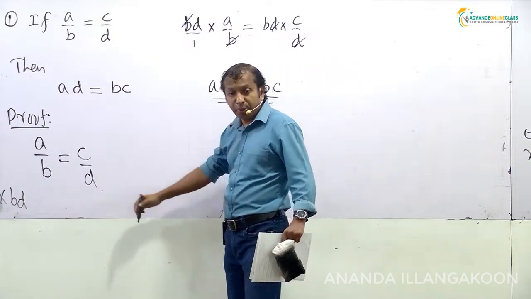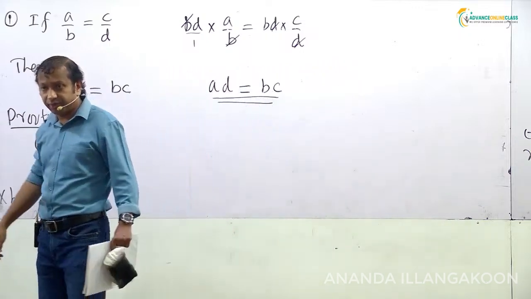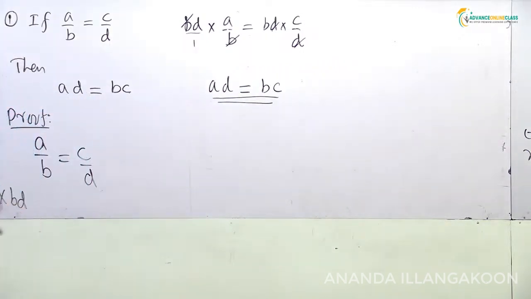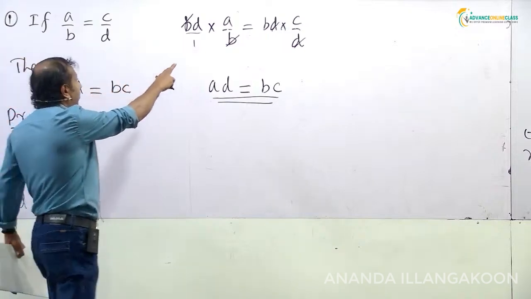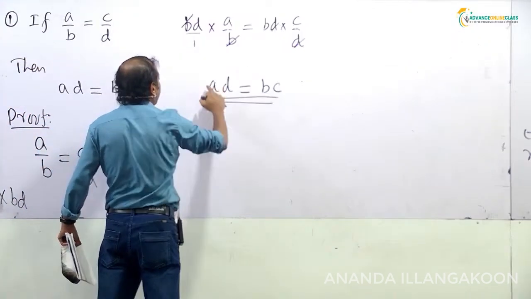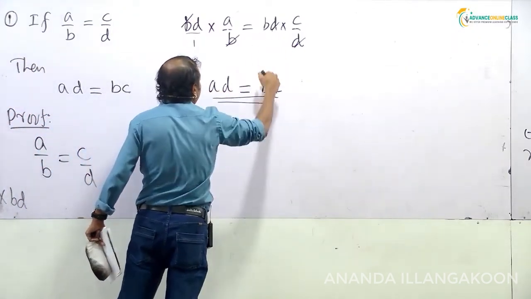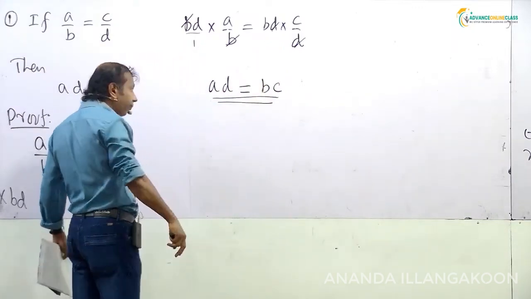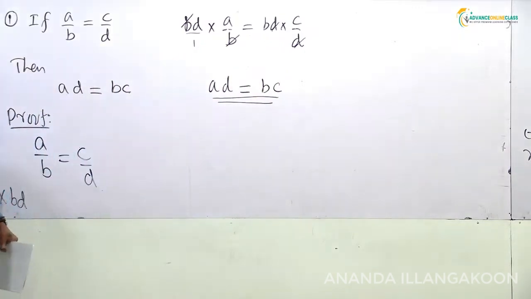Multiplying both sides by what? BD. Understand? Then we get, after cancelling this B with this B, D and A means AD. Cancelling this and this, BC, we get AD equals BC. AD equals BC. Okay, the first property is this. Come to this.